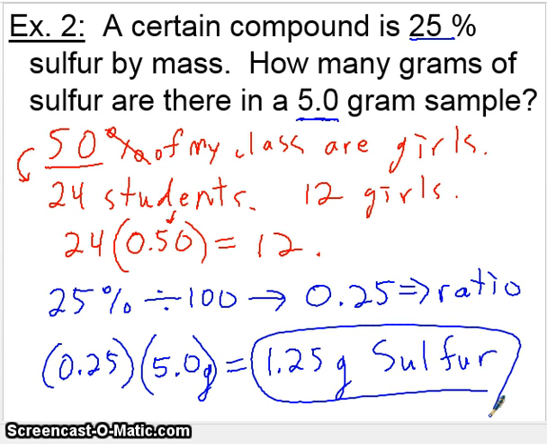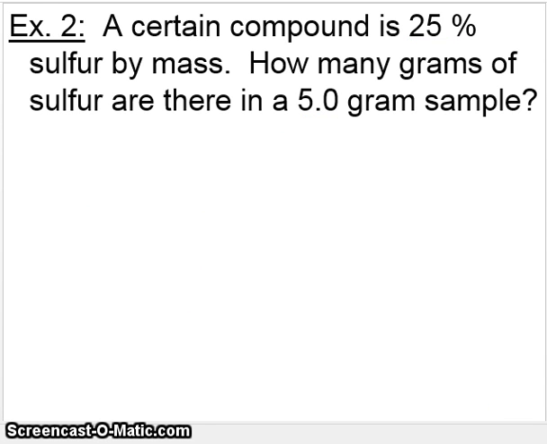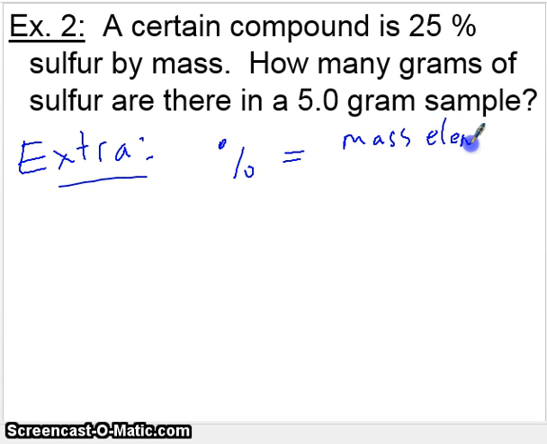I don't know if this will be confusing or not. We have time, so why not I show you. This is extra material, just for you to see what I've done with the percent formula. Remember that our percent formula is mass of element divided by total mass times 100. So what I'm solving for essentially is my mass of element.